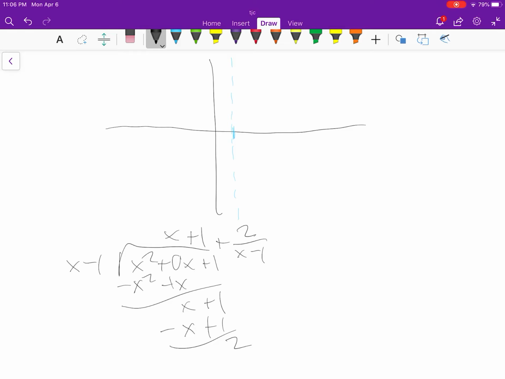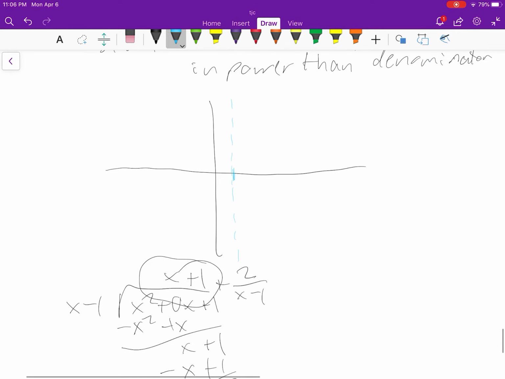So here we did our long division. Well, this is our slant. So we have a slant of x plus 1. So I graph that. So x plus 1 crosses at 1 on the y and goes up by units of 1. So here it'll be up by 2. And it looks something like that. Okay. So now I have my slant and vertical asymptote.